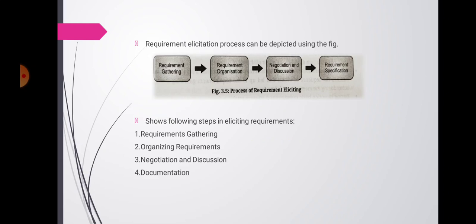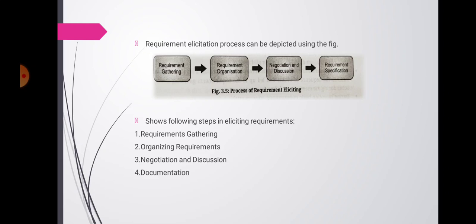Then the requirements elicitation process can be depicted by using this figure. The process contains requirement gathering, then the second phase is requirement organization, third is negotiation and discussion, and the last phase is requirement specification. Then we will see them one by one.